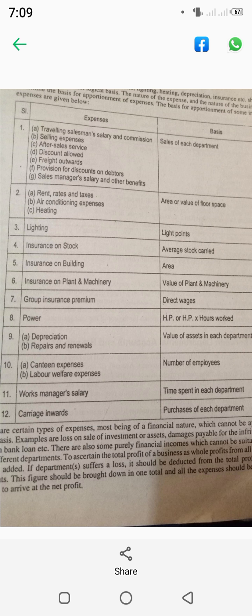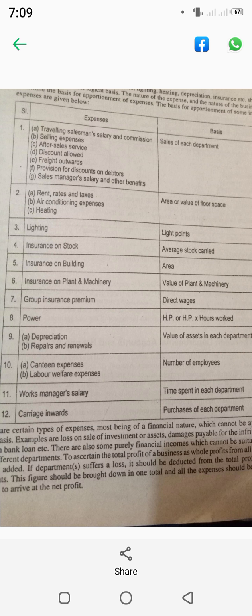Work manager salary. Sales manager salary will be distributed on the basis of sales, and work manager salary will be distributed on the basis of time spent. How much time he spent in department A, we will pay him salary according to that time. How much time he spent in department B, we will pay it according to that time.